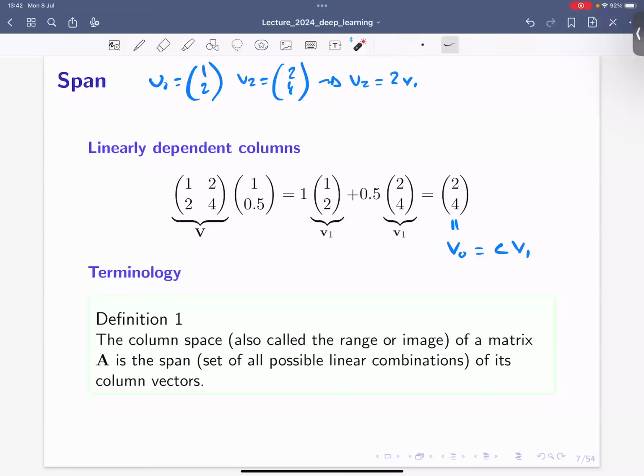In terms of terminology, when we take these linear combinations of these two vectors, we talk about the column space of these vectors. So we say that when we take all these combinations of these columns, this is the so-called column space. It has different names. You can talk about range or image. And of course, analogously, if you were to take linear combinations of rows, you will get the row space.